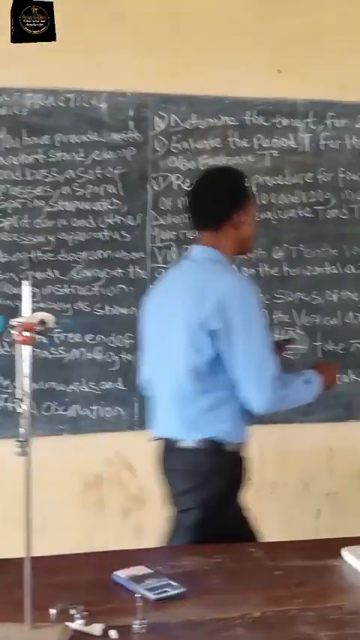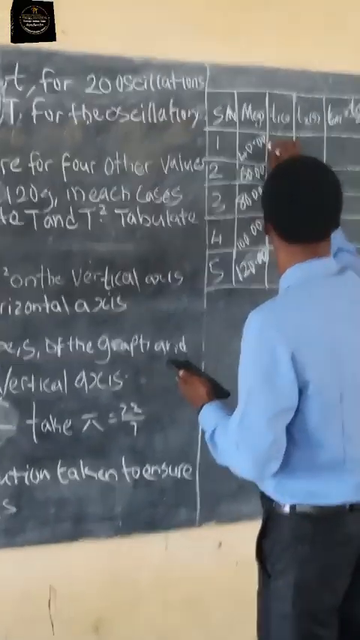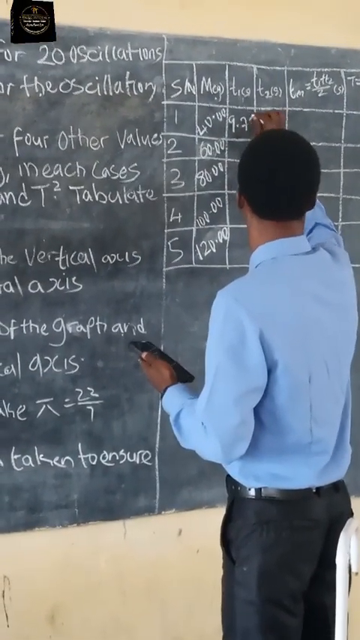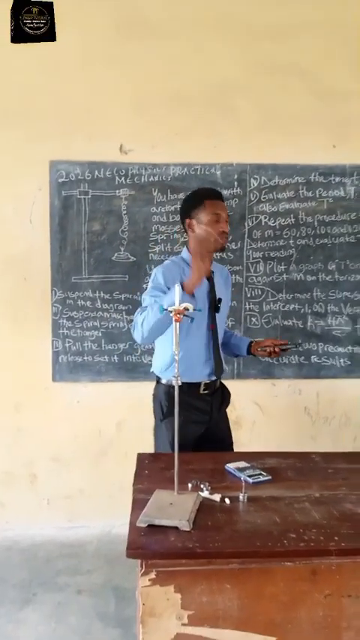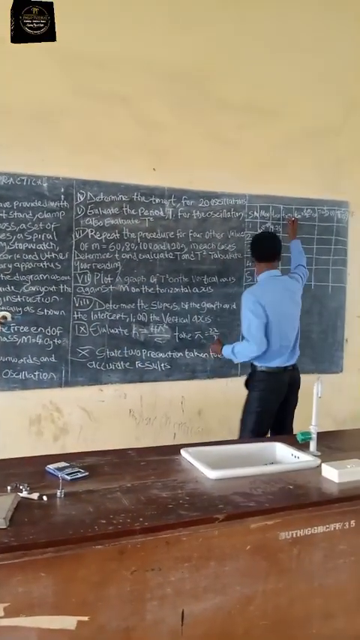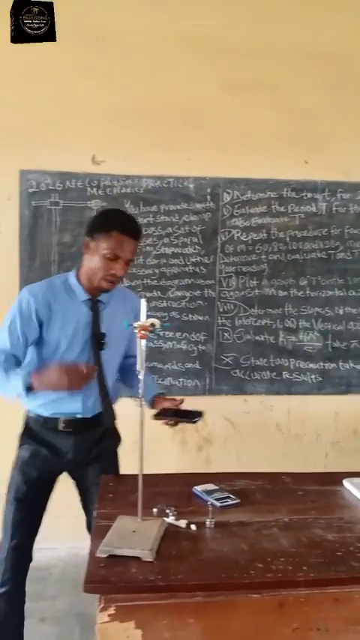Now, for the first one, I have 9.75. That is 2 decimal. So I'll do for this, but because of time, I'll not be doing the second part. I'll just do for the first one, and I will predict for the second one.